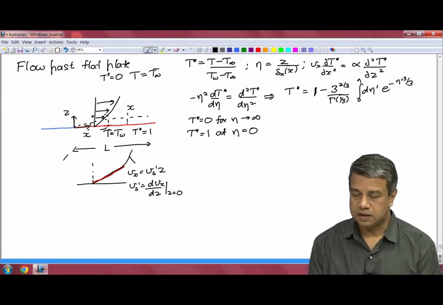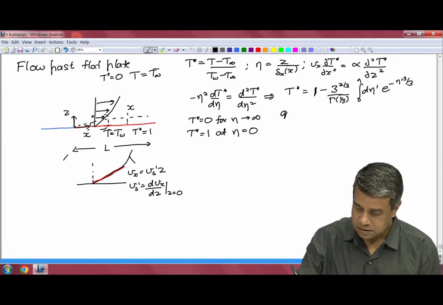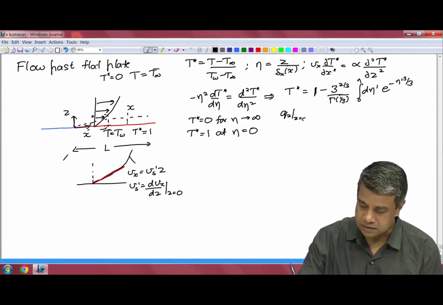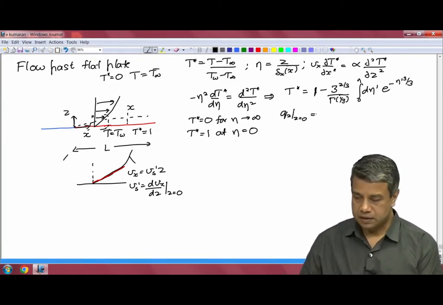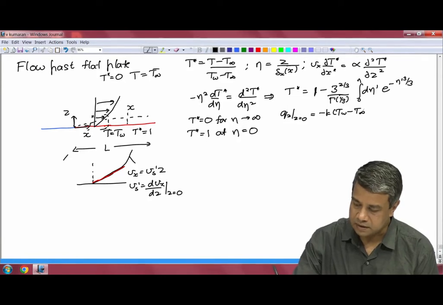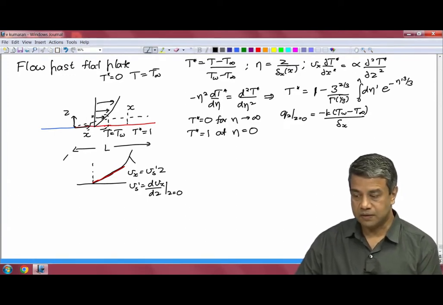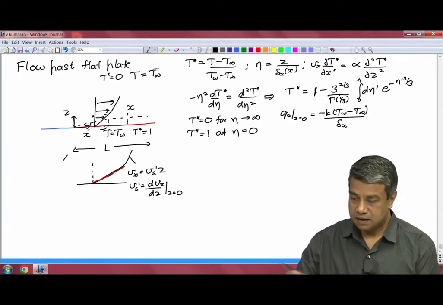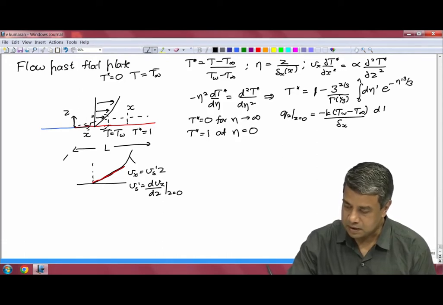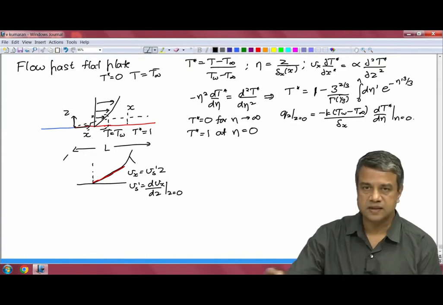And the solution for the heat flux at the surface was Qz at z equal to 0 is equal to minus k into Tw minus T infinity by delta x, the temperature gradient, times the value of the temperature gradient dT star by d eta at eta equals 0.